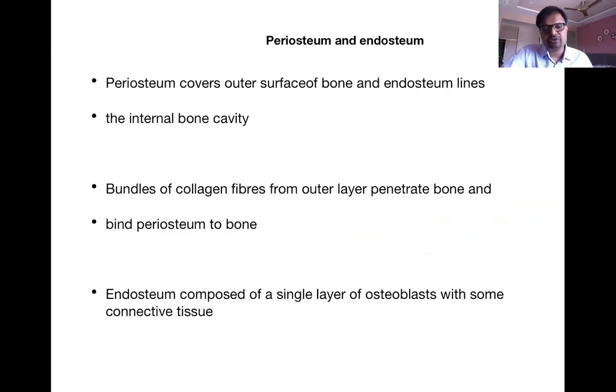And what does periosteum do? It protects the bone, and very, very importantly, it's a very rich source of reparative activity. So every time there's an injury, the first thing that gets injured is periosteum, and that sends a signal to the rest of the body: this part of the bone is injured, I need to repair. So that's what the periosteum is doing.